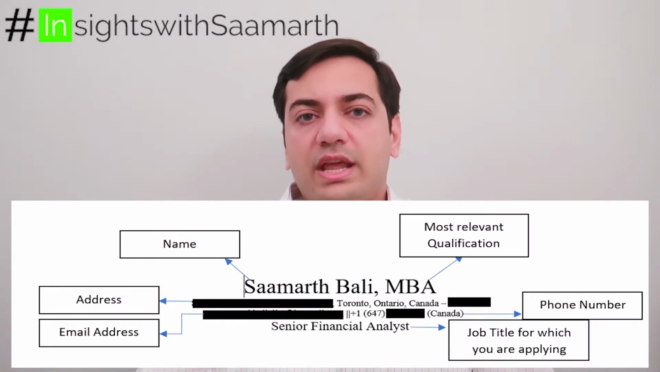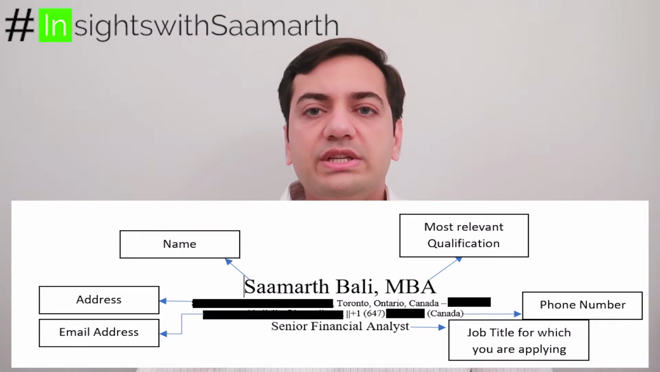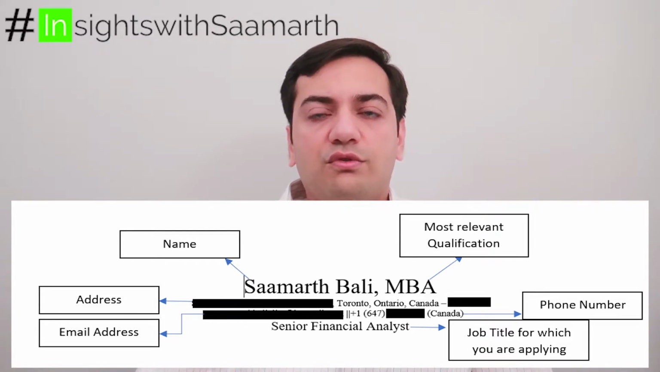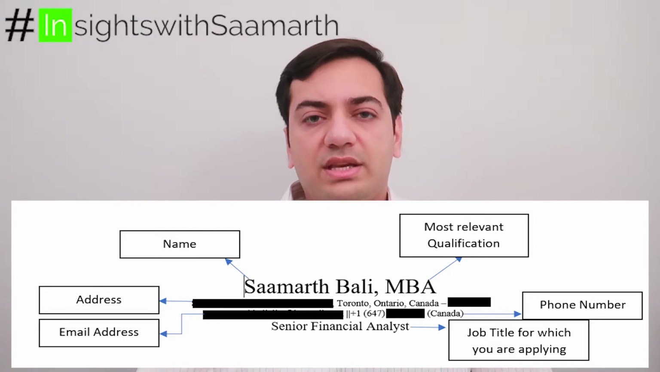Alright, so let's get down to it. So what does a Canadian style or a North American style resume look like? There are essentially 6 sections to your North American resume, right? The first section would be talking about the name and address. Now here you must specify your name along with your most recent qualification for the role, followed by your address, your phone number and your email ID.